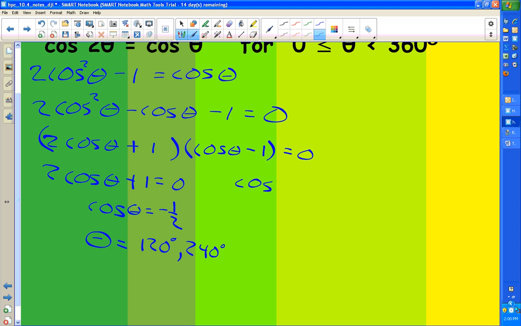Over here, cos theta minus 1 equals 0. Where is the cosine of theta equal to 1? What is it? The cosine.